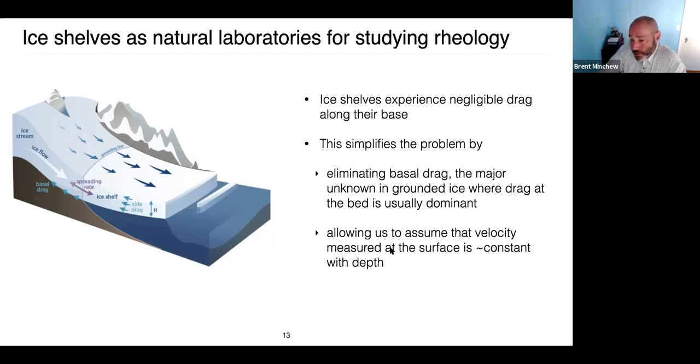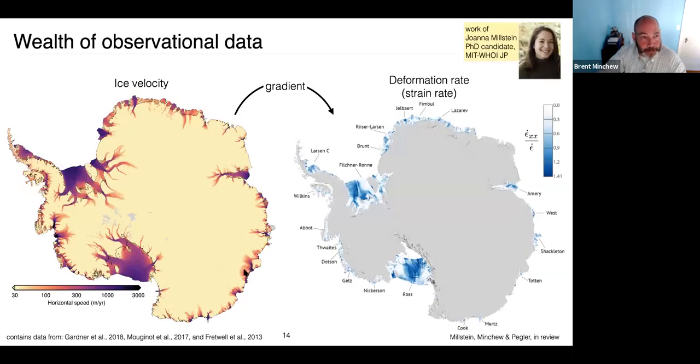It also allows us to assume that the velocity that we measure at the surface is approximately constant with depth. That simplifies our equations of motion, and it simplifies our observational strategy. So it's pretty easy to observe what's happening at the surface, how fast it's flowing, the elevation of the surface, and so forth. And if we can just assume that the speed of the ice at the surface is relatively constant with depth, then we're in a much better position to be able to estimate what's happening at depth, and the rheology of the ice.